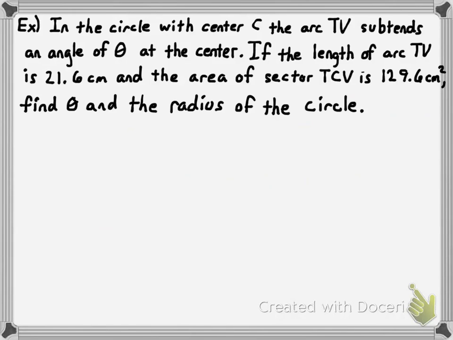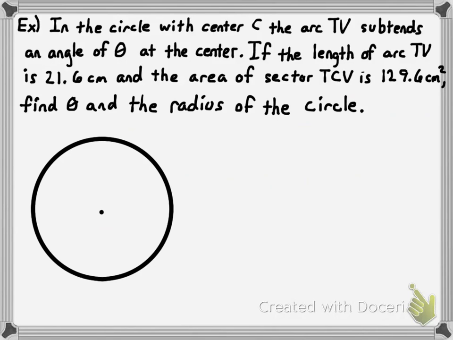Alright, draw a picture. It must be done. Now this time we don't know theta, so there's no point in us trying to make the central angle to scale. Let's just go ahead and make some kind of central angle and label it as theta. And it said there's an arc TV, so let's label these points T and V, and the center was called C. Alright, so that's what we know, and it tells us the length of the arc is 21.6 centimeters. Well, so I guess there's a little bit more we know.